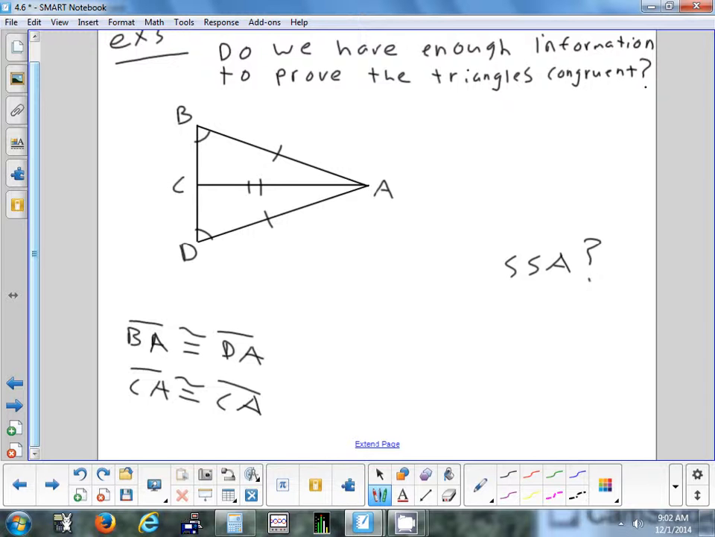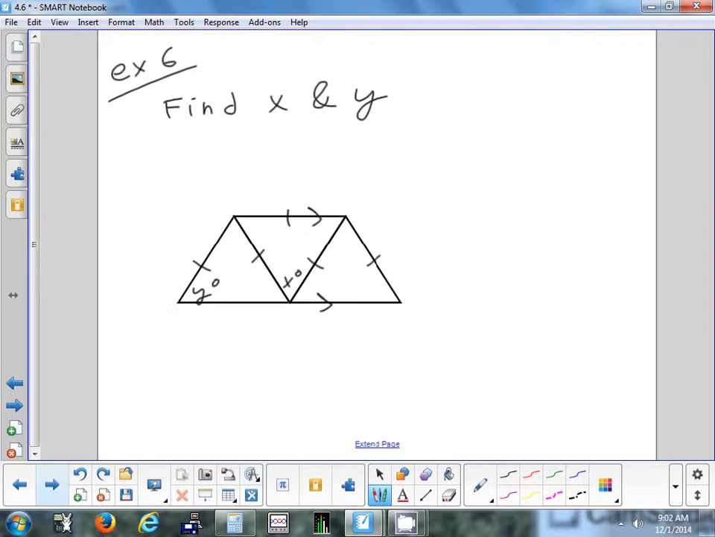If we knew that we had a right angle, then we could do it. If we knew angle BAC and DAC, then we could do it. Or if we knew segment CB and CD were congruent, we could do it. But we don't know any of those. So, nope. We do not have enough information to prove it. All right, so our last one we'll do is just a calculation to find x and y.